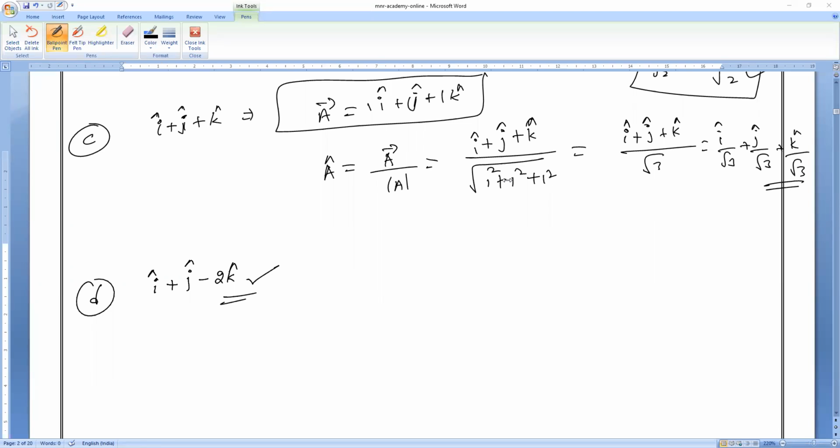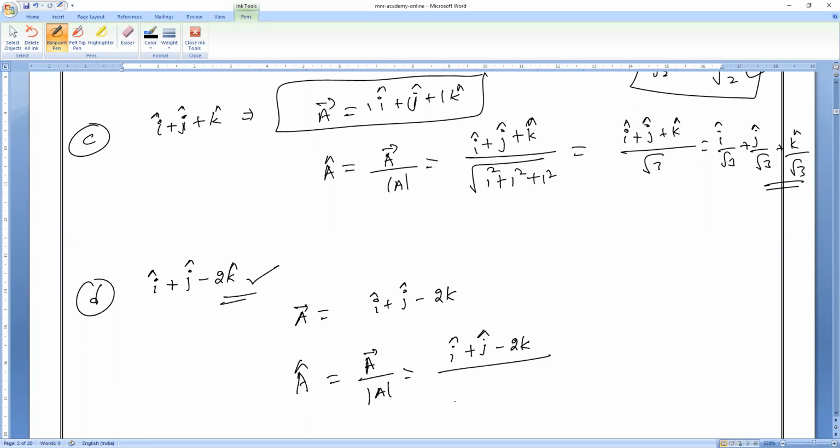Very good. So we want to find it, and it's very simple only. They have given vector A as I cap plus J cap minus 2K. Now we want the unit vector. Unit vector is equal to the given vector divided by the magnitude of it. So the given vector is I cap plus J cap minus 2K cap divided by root of 1 square plus 1 square plus minus 2 whole square, which is root 6. So I cap plus J cap minus 2K cap divided by root 6. Is it right or wrong?